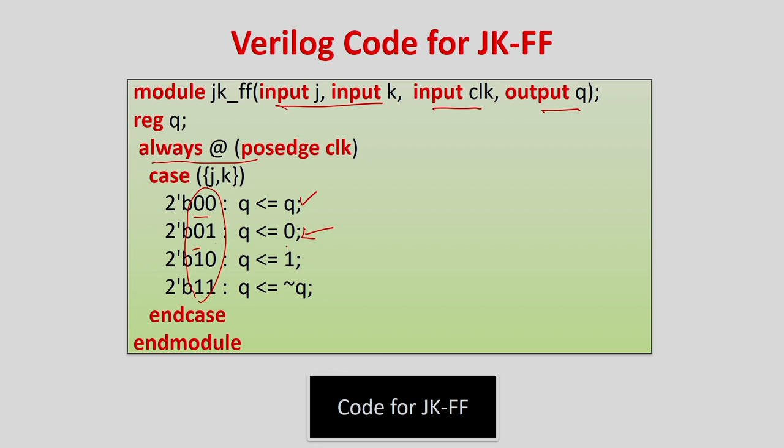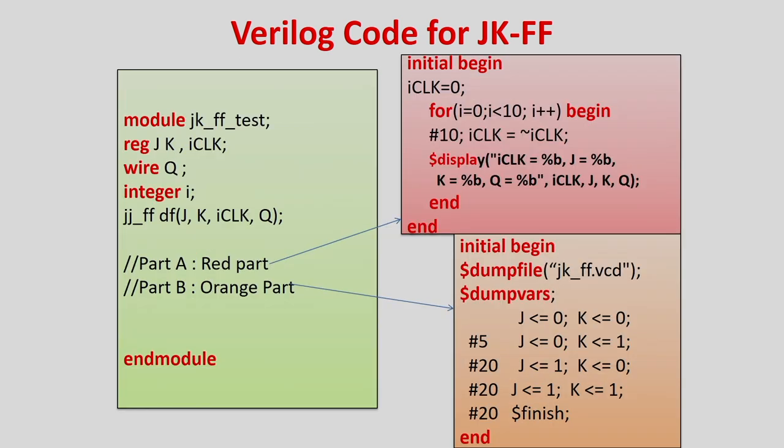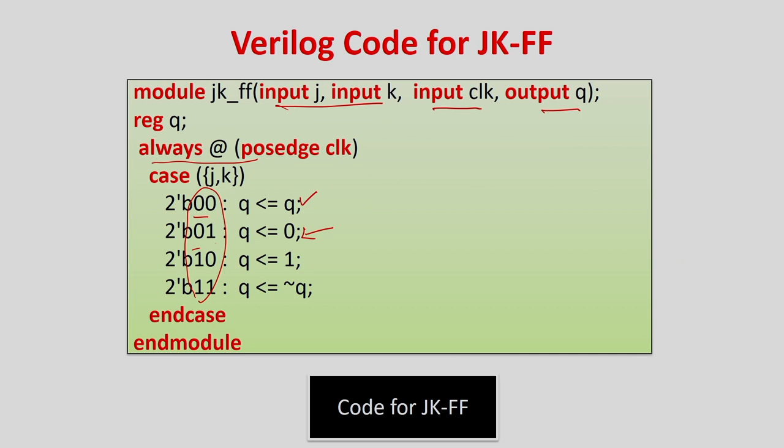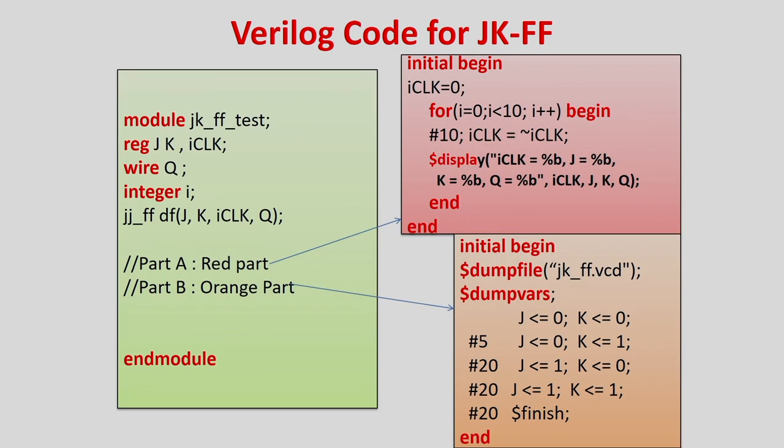Based on the characteristic table we are setting the values. This is the code for this, and in Verilog we can write code very nicely because it is similar to C. We can use case statements and assignment statements very nicely, and these are similar to the earlier code. Now we are instantiating the JK flip flop and declaring a few register values J, K and clock, and wire Q. These are register values, we can assign values from the modules. So, this is part A.